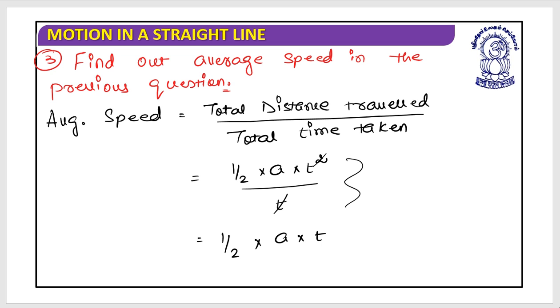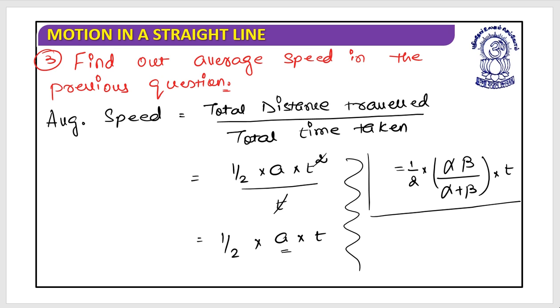Now I am going to write this a differently. So this average speed would be equal to half into alpha beta divided by alpha plus beta, multiplied by t. This would be the final answer. This is my average speed.